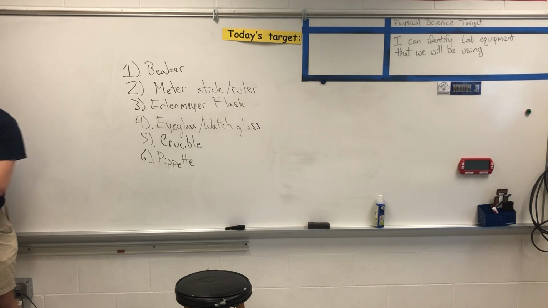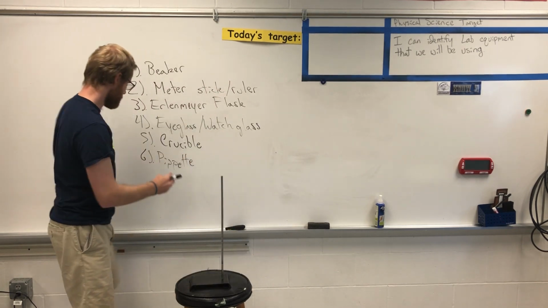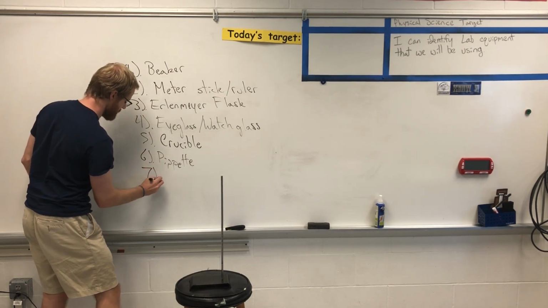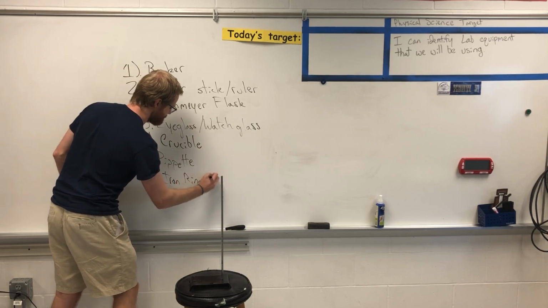Metal rod with an upright base. That would be the iron ring stand. There we go. So you can go ahead and draw in a little picture of that iron ring stand.